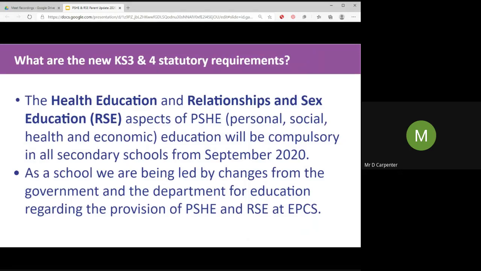So what are the new Key Stage 3 and Key Stage 4 statutory requirements? The health education and relationships and sex education, or RSE, aspects of PSHE, the personal, social, health, and economic education, will be compulsory in all secondary schools from September 2020. As a school, we are being led by changes from the government and the Department for Education regarding our provision of PSHE and RSE at EP. And therefore, we are bringing about these changes to make sure that we are meeting the statutory requirements for all of our students.